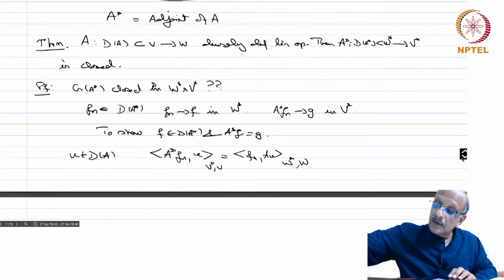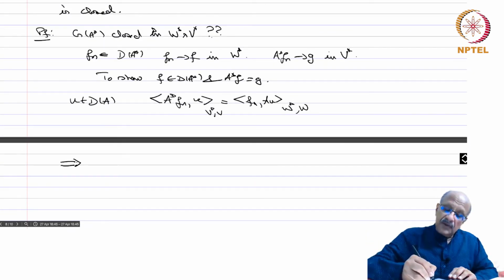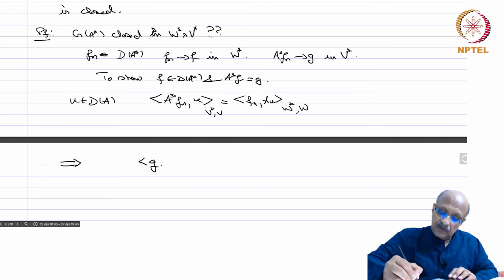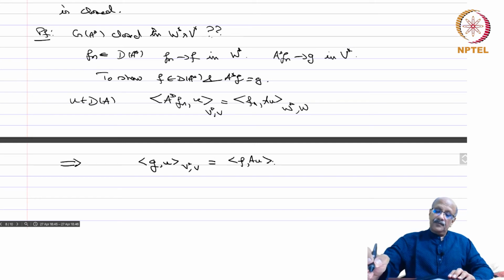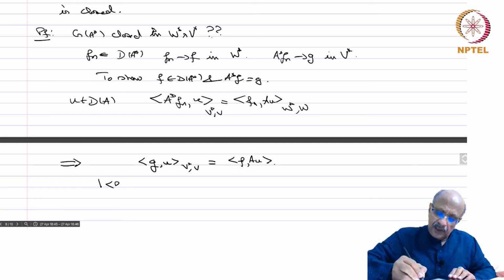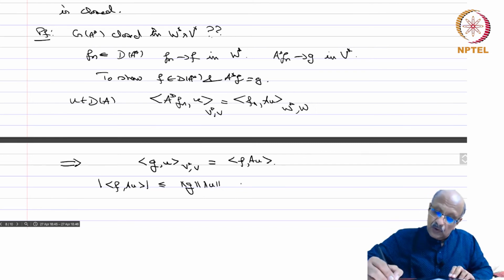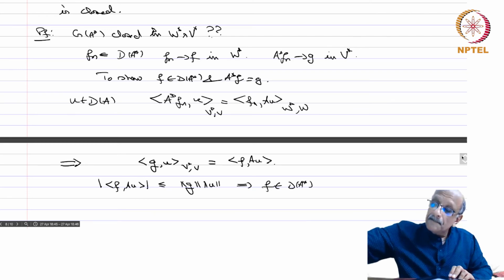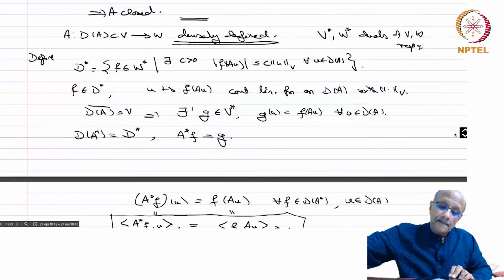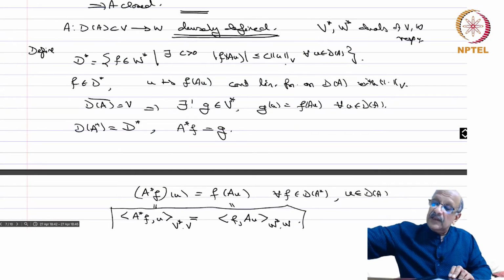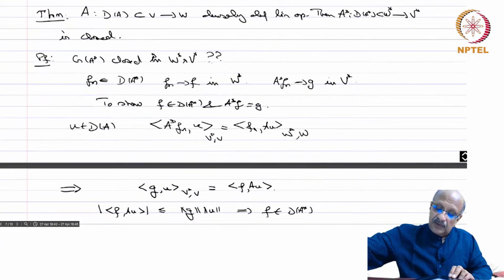Okay. But because A* fn converges, this implies g(u) in V* V equals f(Au). So, |f(Au)| is less than or equal to norm g times norm u, because g is a continuous linear functional, and this implies that f belongs to D(A*) by definition. f(Au) should be less than C times norm u, so we have precisely this.